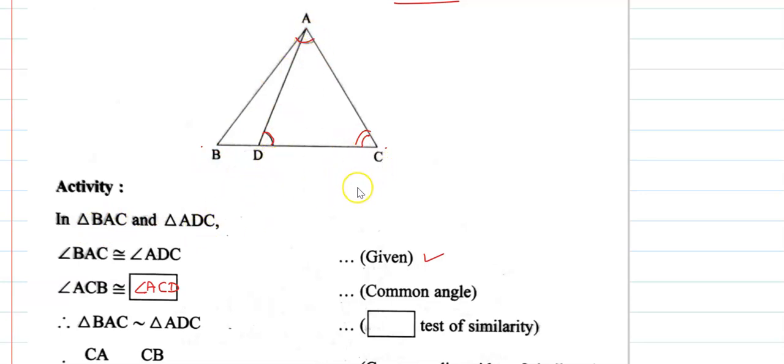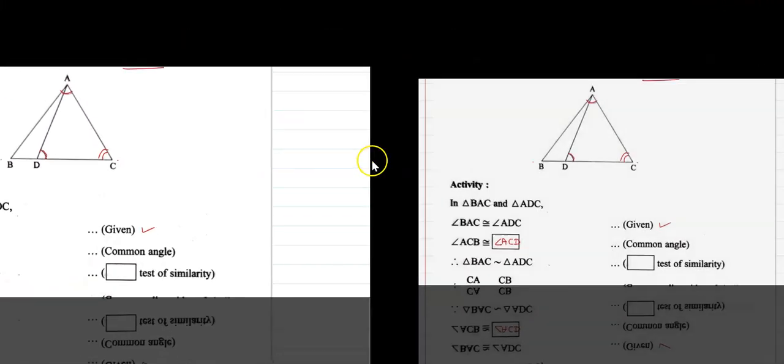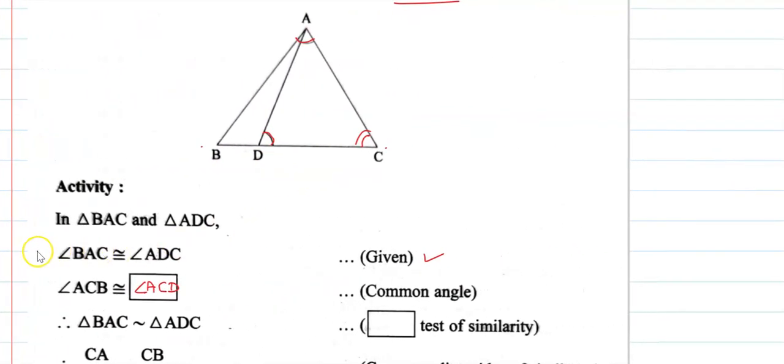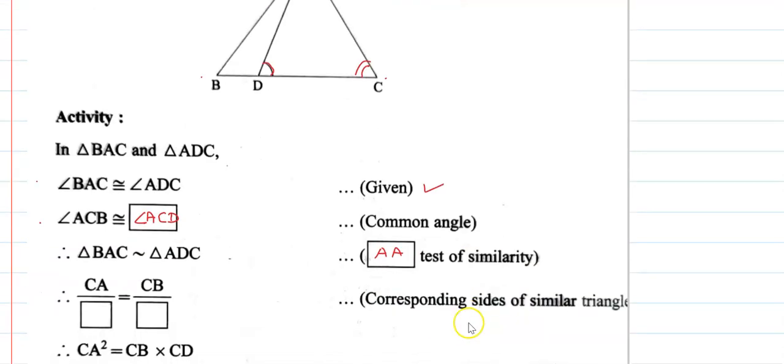For both triangles, angle C is common, and this is the first angle. Therefore triangle BAC is similar to triangle ADC by the angle test of similarity. Now both triangles are similar, therefore their corresponding sides are in proportion.